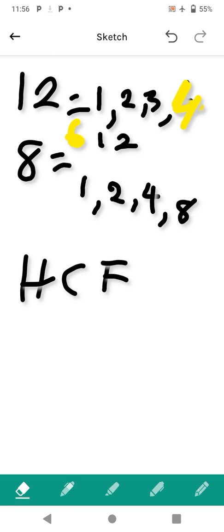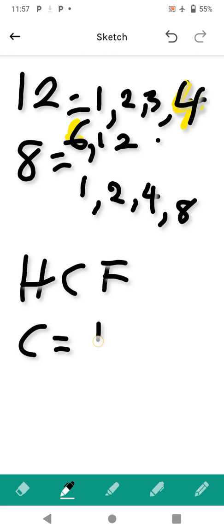So among the factors of 12 and 8, we can see that 4 is common. Let me separate this with a comma. 2 is also common. 1 is common. But 3 is not common. 6 is not common. 12 is not common. So the common factors we have: 1 is common, 2 is common, 4 is common.